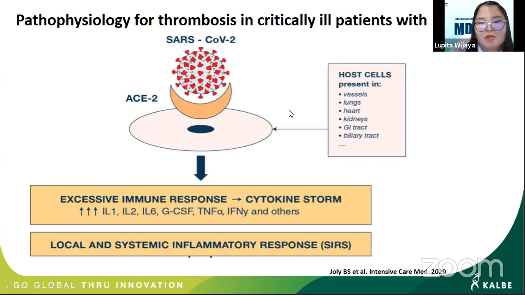Where is the ACE2 receptor located in our body? Actually, ACE2 receptors are located at several places in our body. The first is in our endothelial vessels. The second is in our lungs. The third, our heart. The fourth, kidneys. Next the GI tract, and the last one is the biliary tract.